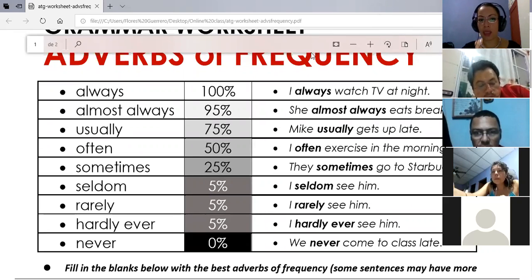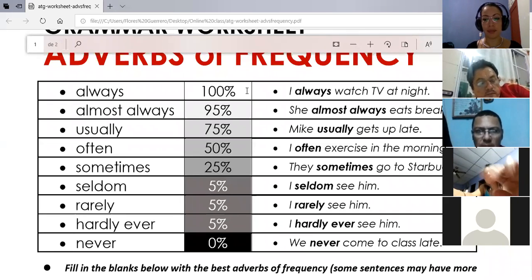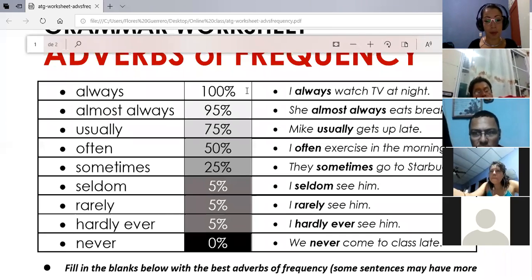When you say always, it means 100% of the times. For example, I always watch TV at night. It means that you do it every single day. Almost always is not all the time. She almost always eats breakfast. She always eats breakfast.